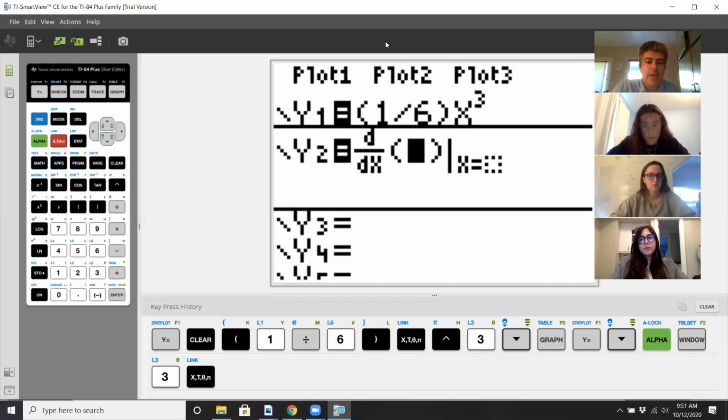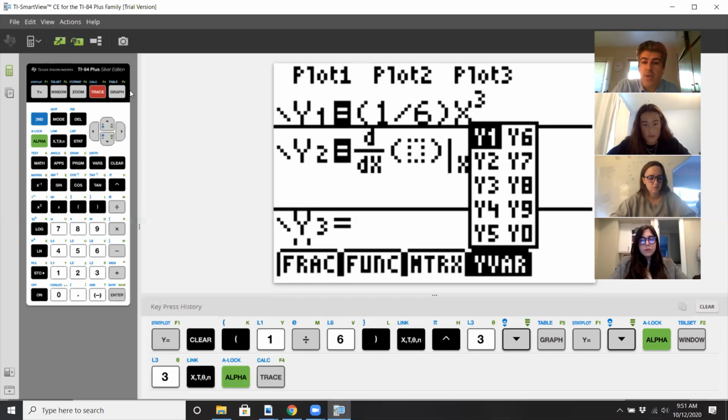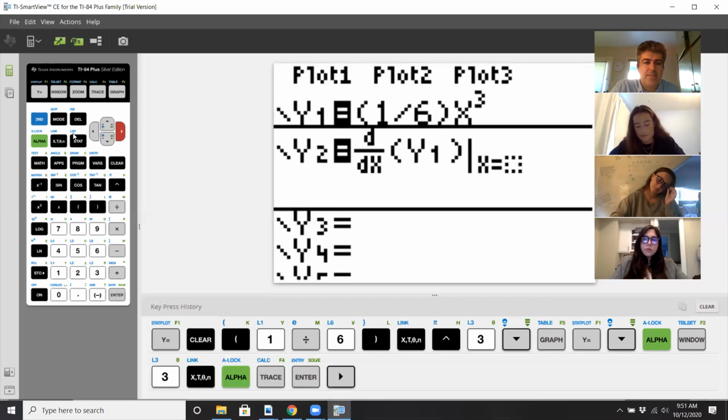So what you do is you plug in the original equation under y equals. Under y2, I can do the derivative of y1. How do I call y1? If you guys forgot, hit alpha trace. Alpha trace, so you can call anything you stored under y1, y2, whatever. So let's hit y1, and then you do x equals x. You do not put a number there. Do not put a number there. Why am I saying that?